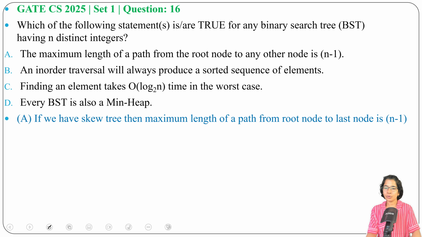Option A is true. If we have a skew tree, then the maximum length of a path from the root node to the last node is n minus 1. And that will happen in case of an increasing order and decreasing order list.